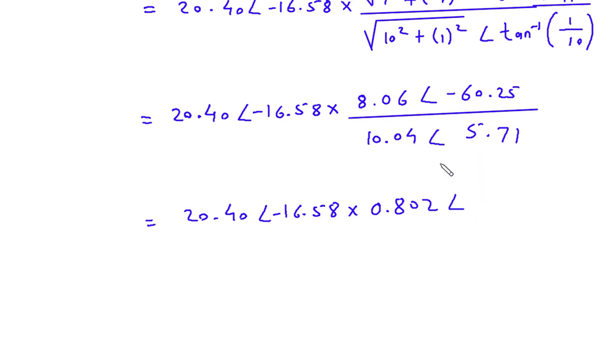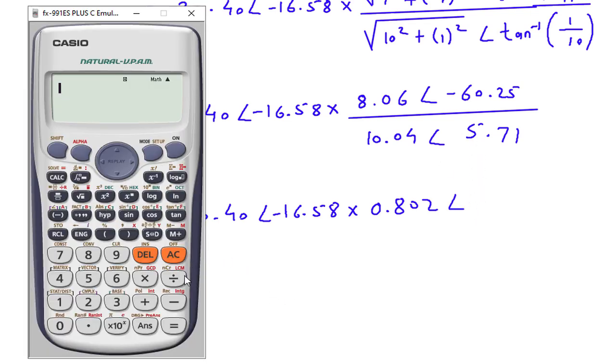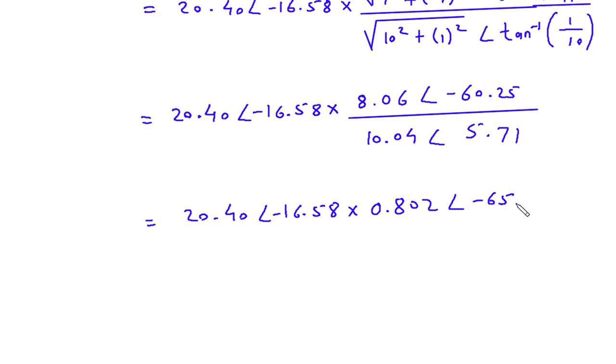0.802 at an angle of, now this will be minus 60.25, then minus 5.71. So it will be minus 65.96 degree. So this will be in one bracket and this will be in another bracket.